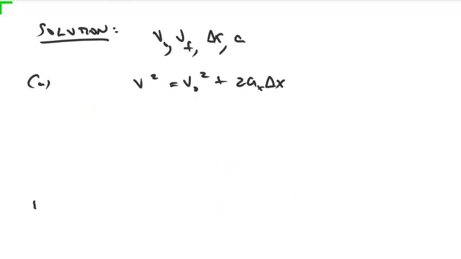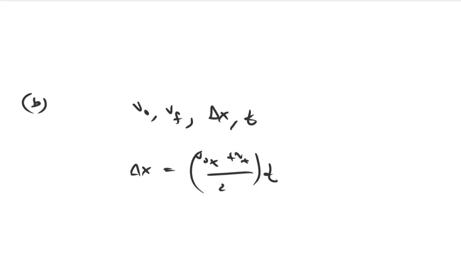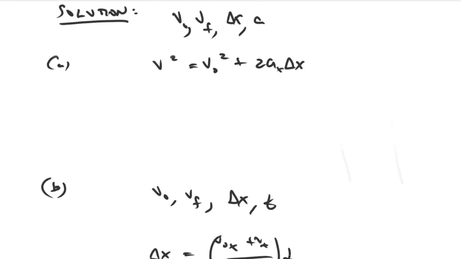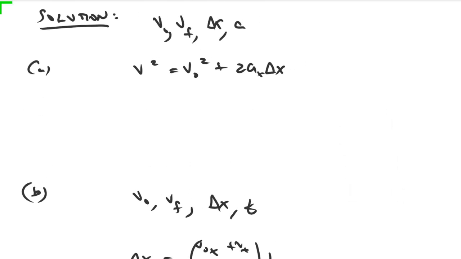And then for part B, we would need something that has starting velocity, final velocity, displacement, and time. For that one, I could use delta x equals (v naught x plus v_x) over 2, our average velocity, times time. And I can solve this for time, right? That would be the strategy.